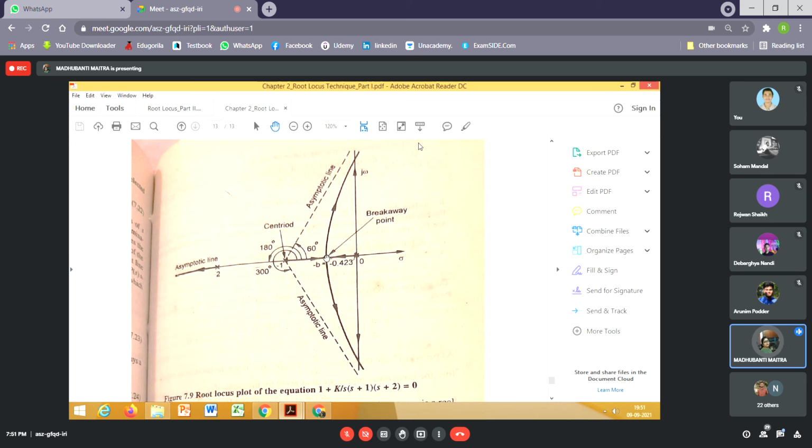And if we increase the value of gain k beyond this value, then these two real root branches will break away and will form two complex conjugate root branches, right?